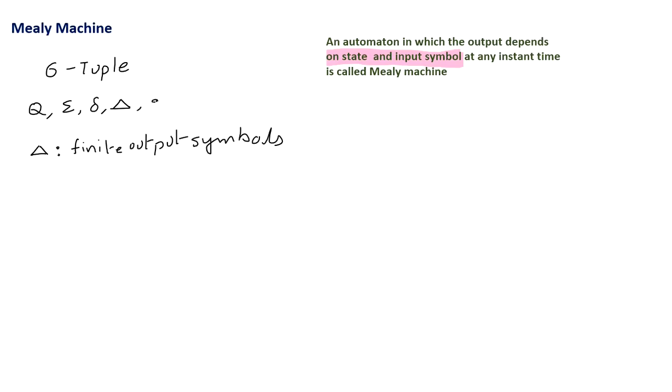Mealy machine can be represented with six-tuple notation. Q is the set of states in the finite automata. Sigma is the input alphabet. Delta is a mapping function, that is mapping from Q cross sigma to Q. Capital delta is the set of finite output symbols. The fifth tuple is Q naught and the sixth tuple is lambda. Lambda is a mapping function, Q cross sigma maps to capital delta. That means the output depends on both state as well as input symbol.